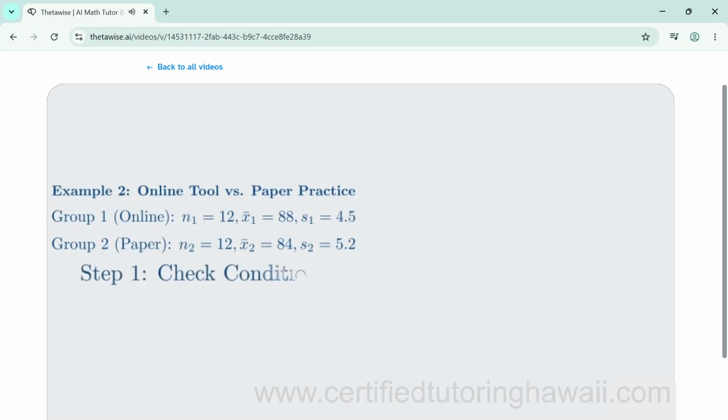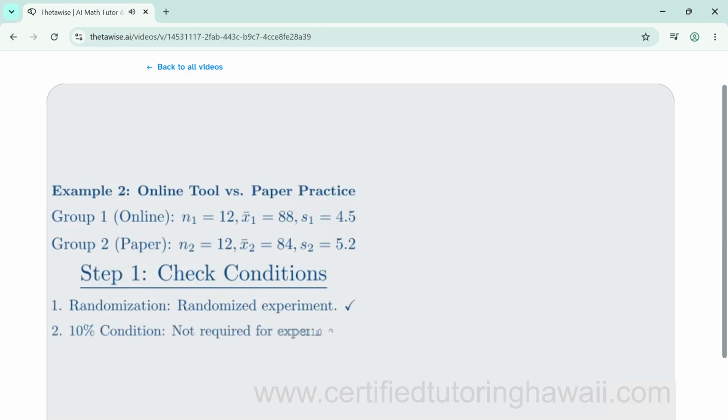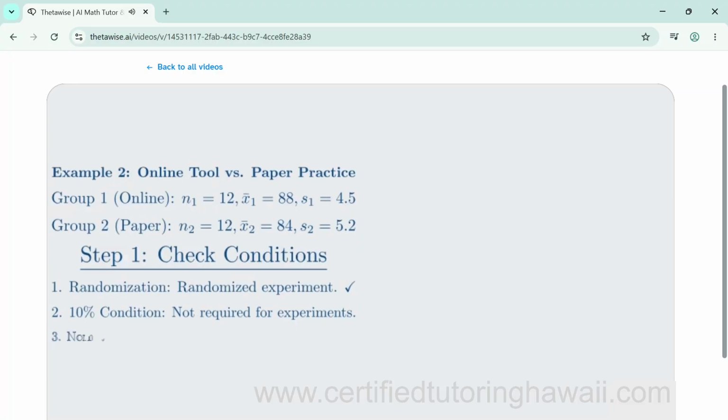Step 1. Let's check the conditions to ensure the interval is appropriate. First, randomization. The students were randomly assigned to the treatments. This satisfies the condition for a randomized experiment. Second, the 10% condition. Because this is a randomized experiment and not sampling from a finite population, the 10% condition is not necessary. We aren't making an inference about a larger population of students, but rather about the effect of the treatment itself. Finally, the normal or large sample condition.